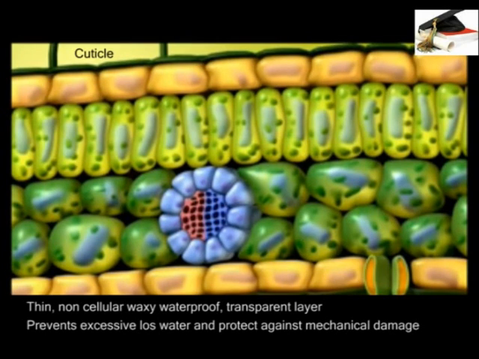This is a thin, non-cellular, waxy, waterproof, and transparent layer that coats the upper and lower surfaces of the leaf. It reduces excessive loss of water and protects the inner tissues of the leaf from mechanical damage. It also protects entry of disease-causing microorganisms. The cuticle is transparent. It allows penetration of light for photosynthesis.